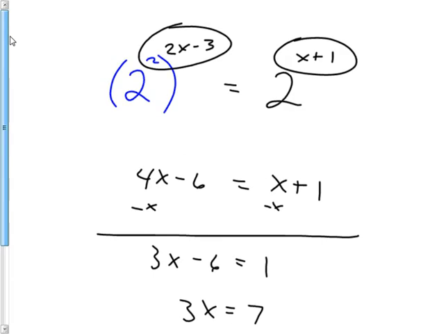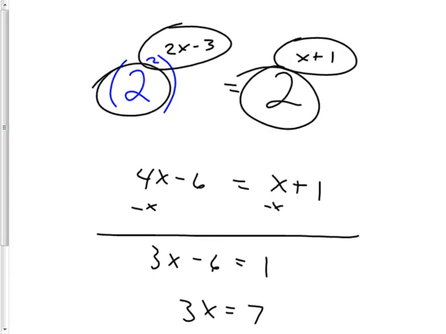Okay. All right. So moral of the story. Get common bases. Once these bases are the same, then the exponents will have to equal each other. All right. There's a big section on there on that.